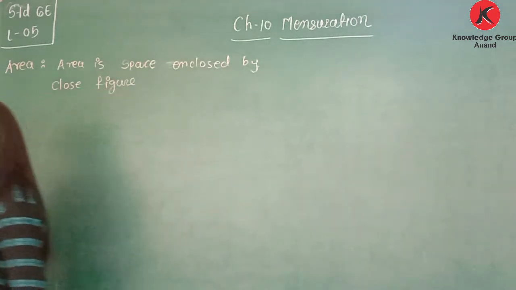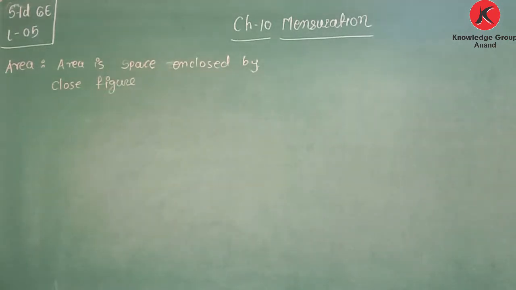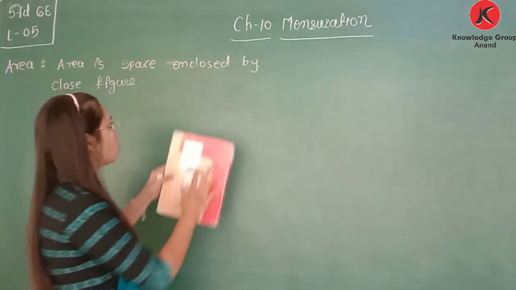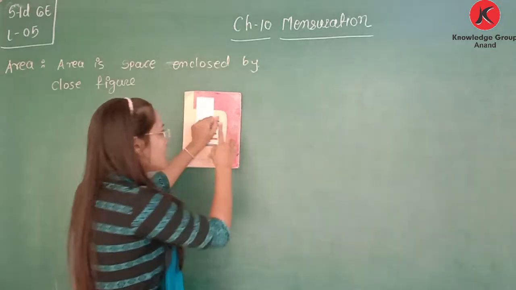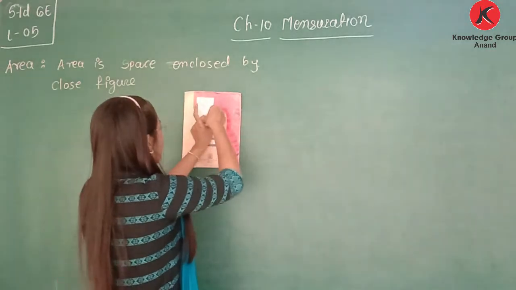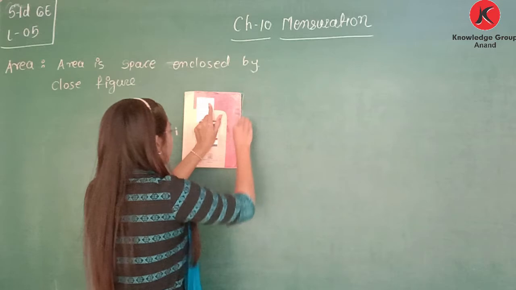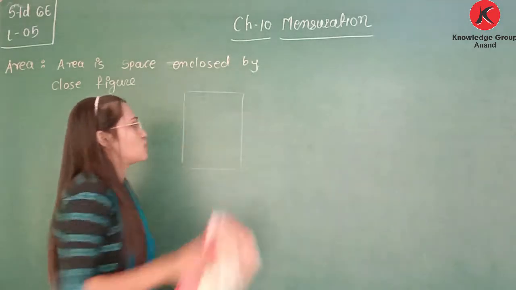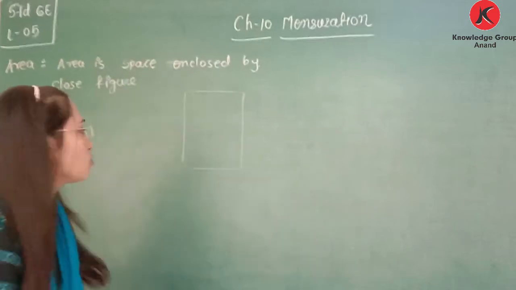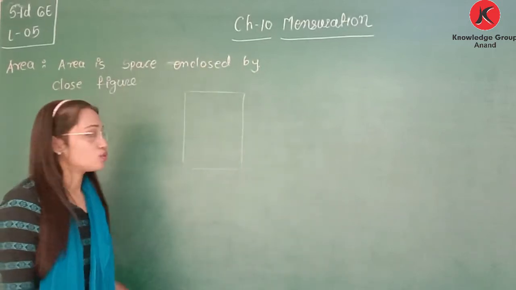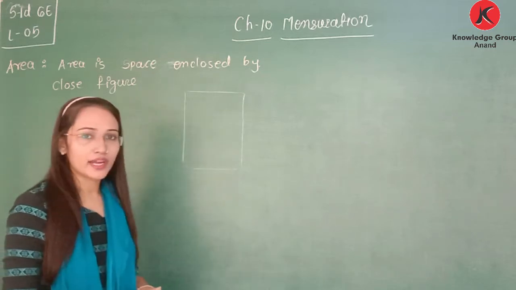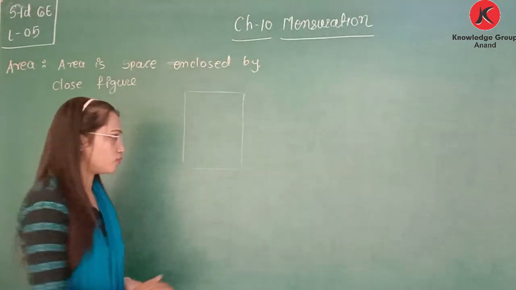If we take any textbook, for example, if we take this textbook, then what will be the area? If I place this textbook on a board, what is the area occupied by this textbook? That we can find like this. So the area of this textbook will be this much. So whatever surface area is occupied by the closed figure, that will be the area of that object.